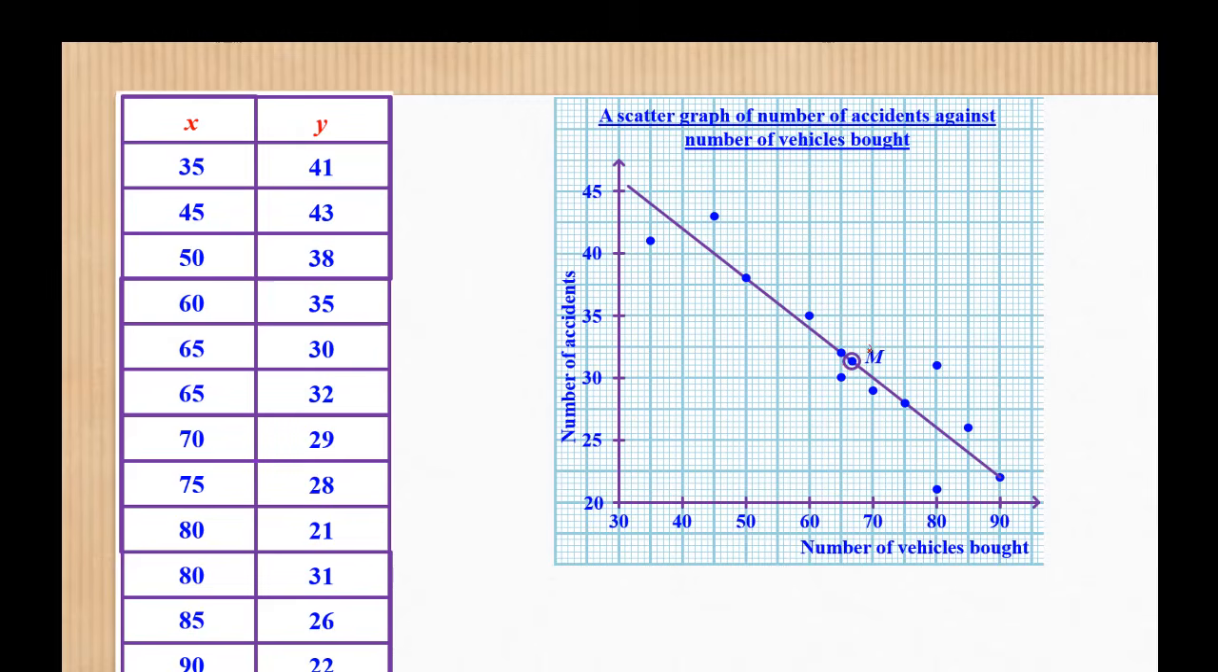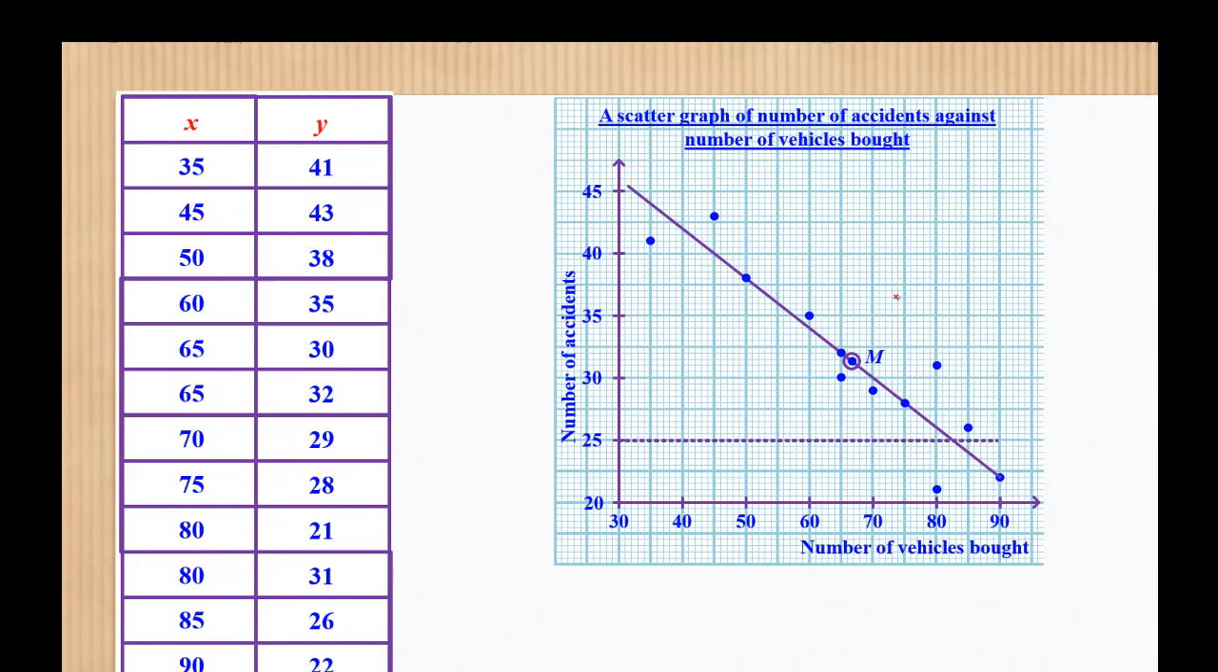So here it has passed through the mean point, okay? It has passed through 1, 2, 3 other points. What about points left on this side? There is 1, 2, 3, 4. Then this side, 1, 2, 3, 4. So there it is, we can say it is a good line of best fit. Then we shall now estimate.